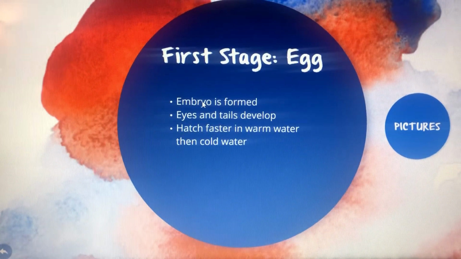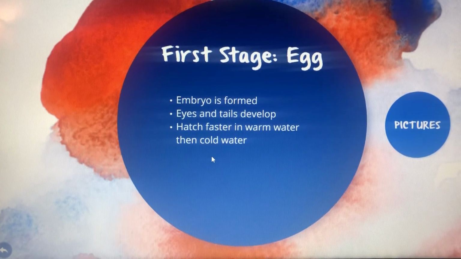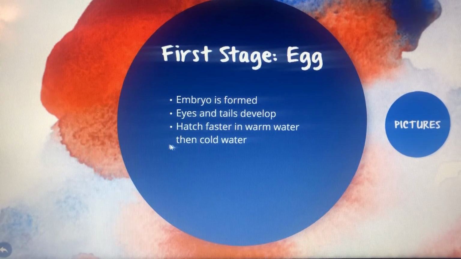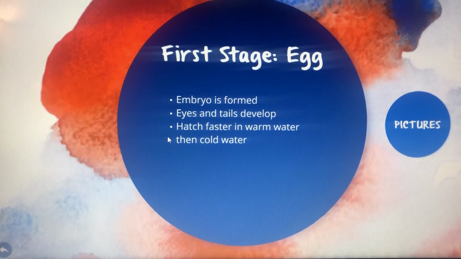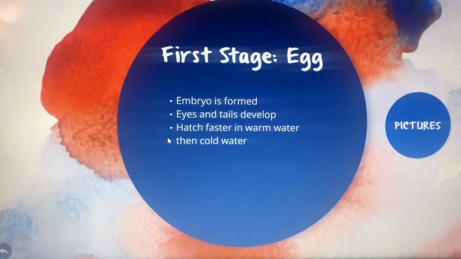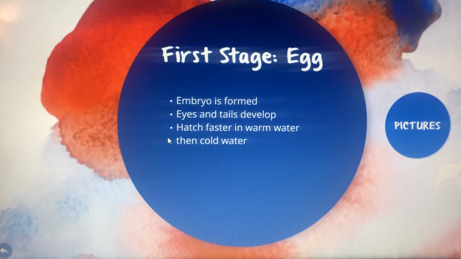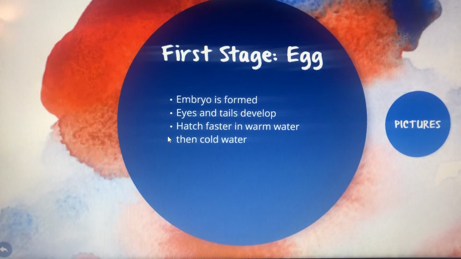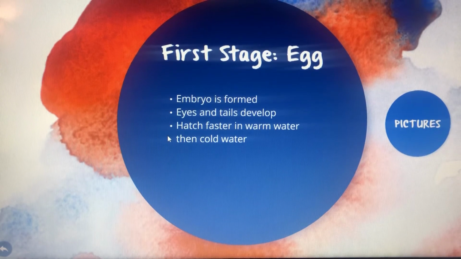The first stage of the life cycle of a fish is called the egg. This is where the embryo is formed. The eyes and tails develop, and when the fish is in warm water, it hatches faster than fish who live in cold water. There are different things, though, that determine whether or not the egg will survive. Some eggs don't survive because of the water temperature and predators.